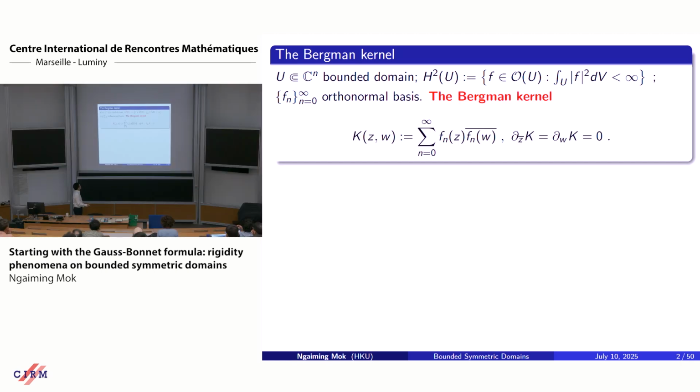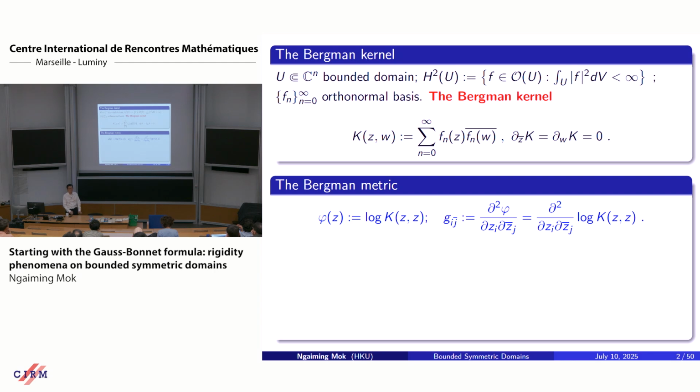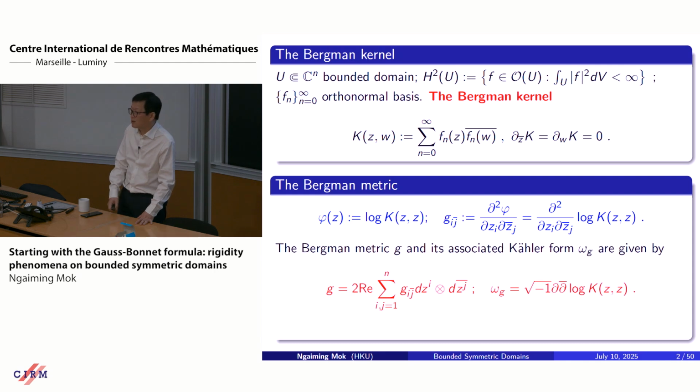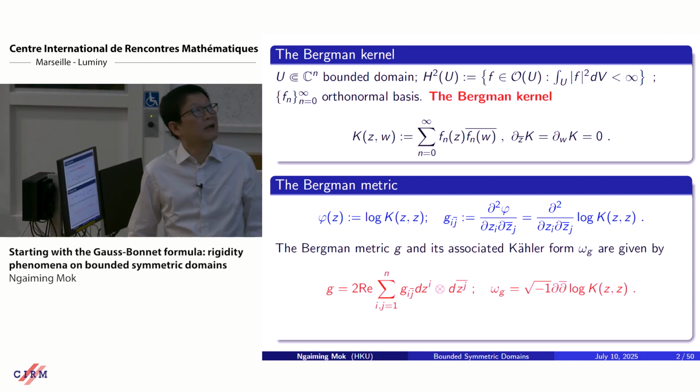So for this Bergman kernel, there is a textbook proof that it is independent of the choice of an orthonormal basis. The reason being that it satisfies the reproducing property, and that uniquely determines the Bergman kernel.